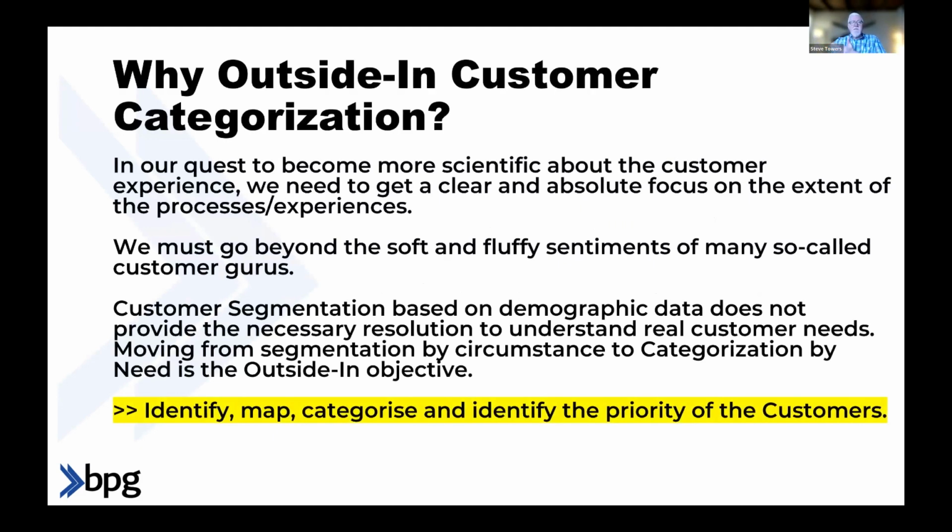So why do we have to do it? Well, it's in our quest to become more scientific about the customer experience. We need a clear and absolute focus on the needs and associated processes and experiences. And as I've already mentioned, the soft and fluffy sentiments of many so-called customer gurus make you want to run for the hills. It's like, we want to make customers happier. Well, of course we do, but we don't make them happy by not delivering successful outcomes. That's how we make them happy. So let's engineer those successful outcomes for customers.